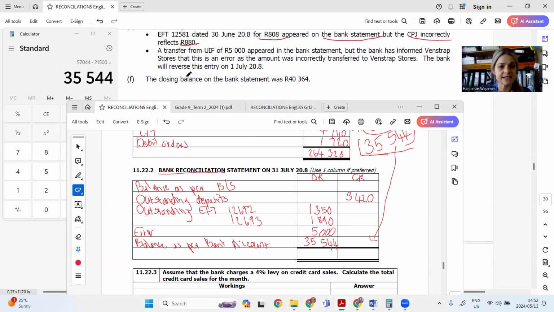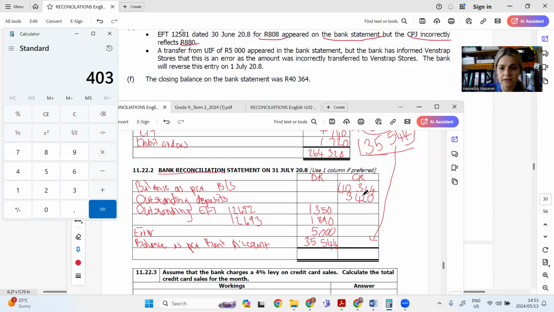And here, finally, it says that the closing balance on the bank statement was 40,364 Rand. They didn't say that this is an overdraft or that we have a debit balance. So that means we have a positive bank balance, and that is why it will go to the credit side of your reconciliation. Right, so now let's see if we are balancing.